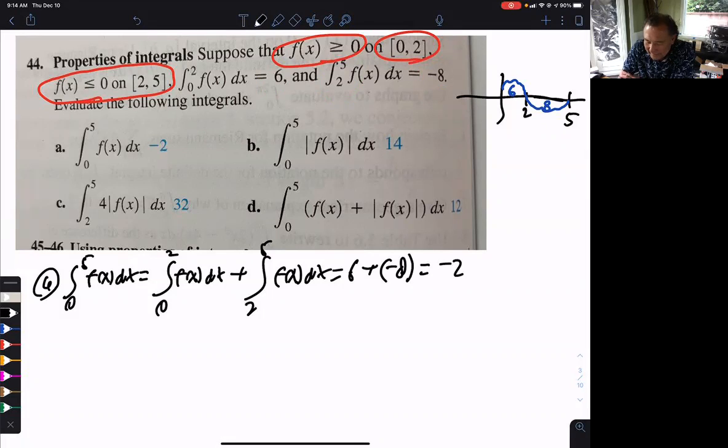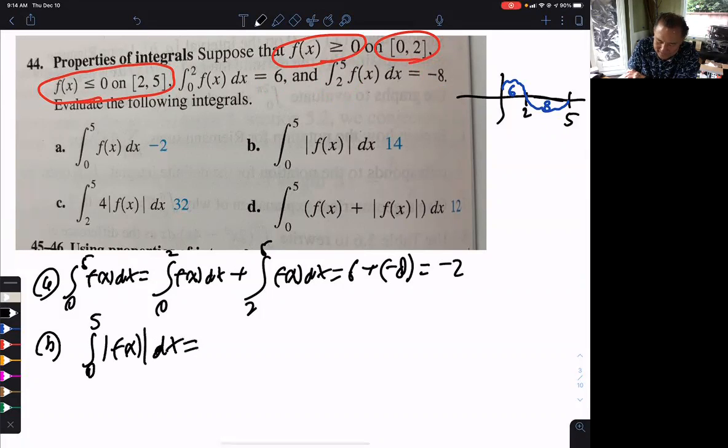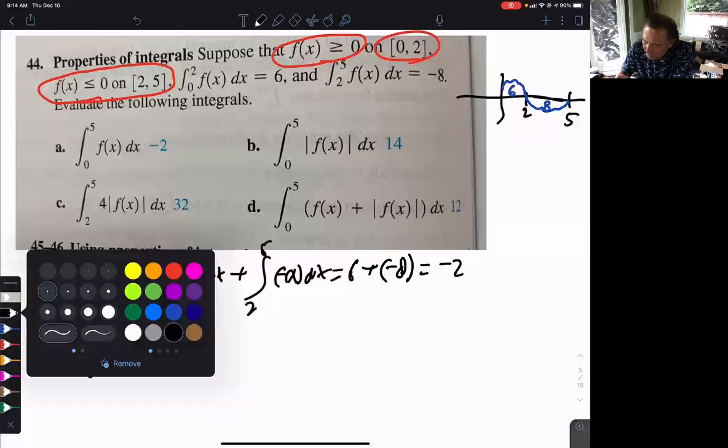So I get negative 2, and we're done. Okay, B, important. You have to understand what absolute values do. So we want 0 to 5 of the absolute value of f of x. Well, what does that do to our graph? I'm going to draw it below.